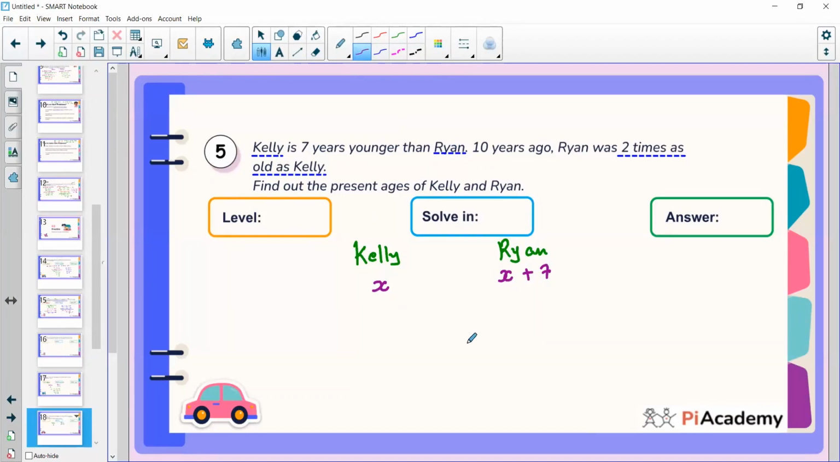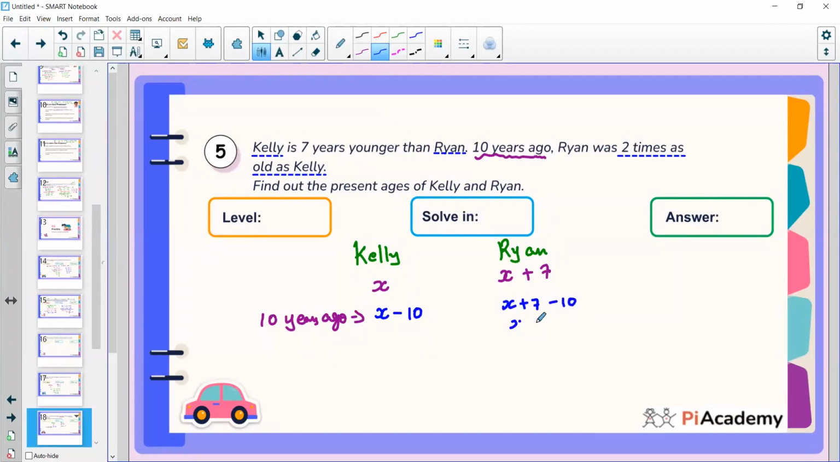Okay. Now, here comes a little trickier part. 10 years ago. So let's list out 10 years ago. What would be Kelly's age 10 years ago? It would be x minus 10, isn't it? And what would be Ryan's age 10 years ago? His current age is x plus 7, and you need to take away 10.